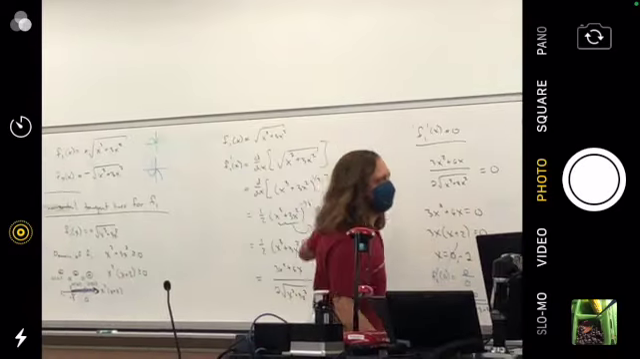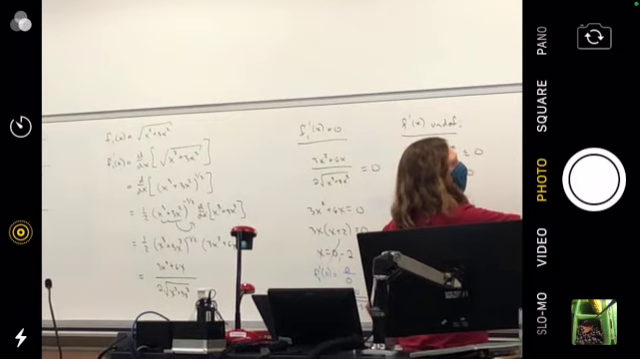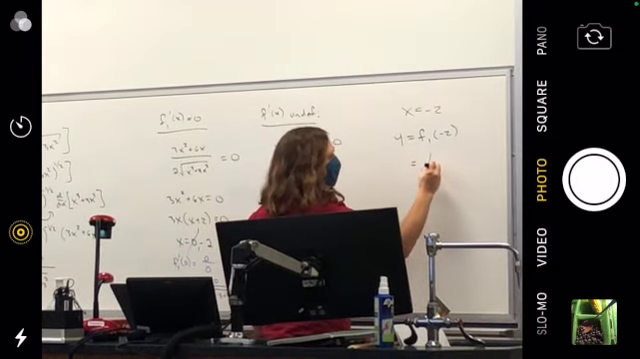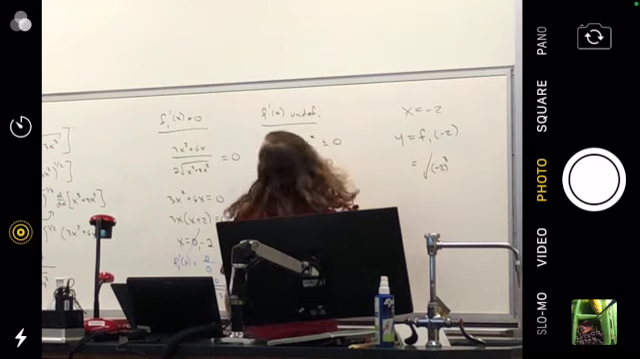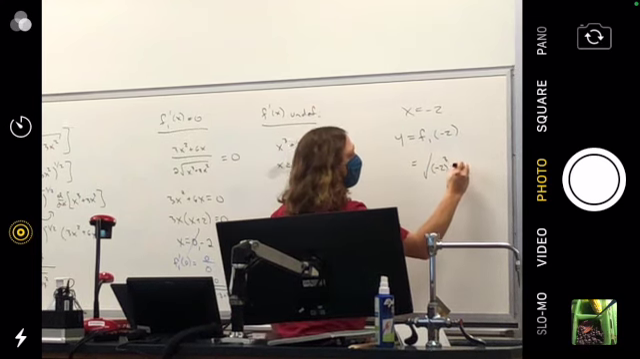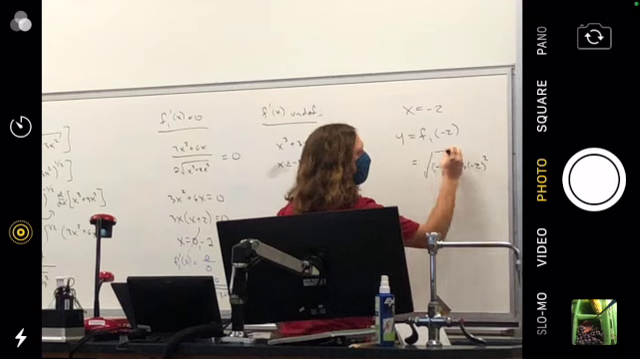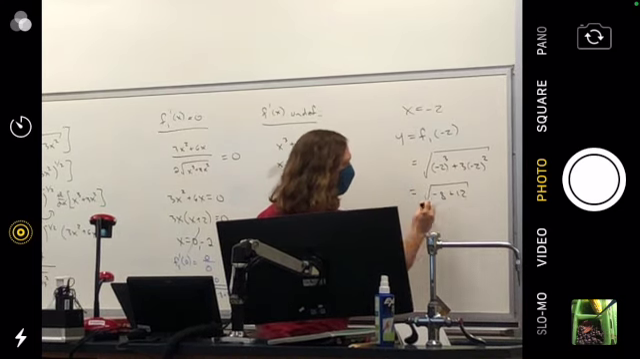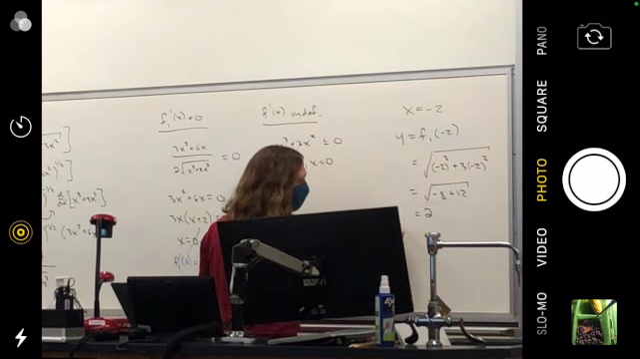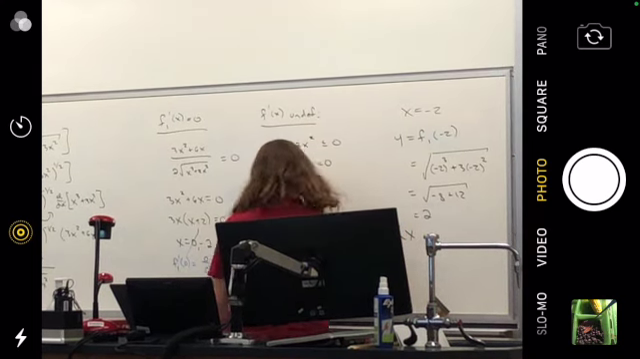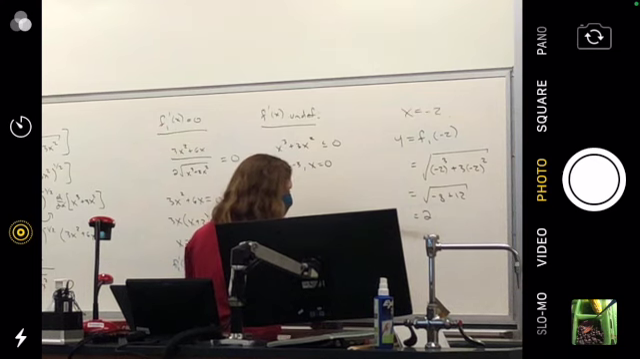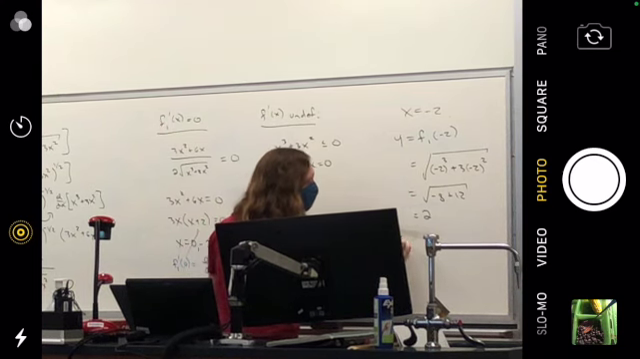I plug back into here. f1 of negative 2. So the square root of negative 2 cubed plus 3 times negative 2 squared. So the square root of negative 8 plus 12. So I get 2. So my point would be at negative 2, comma 2.